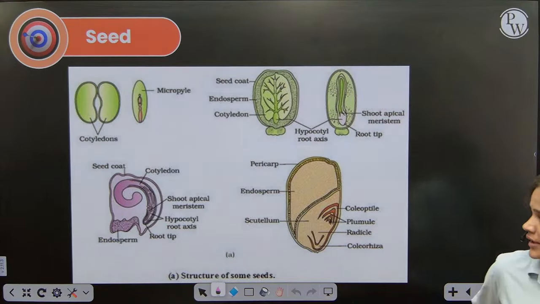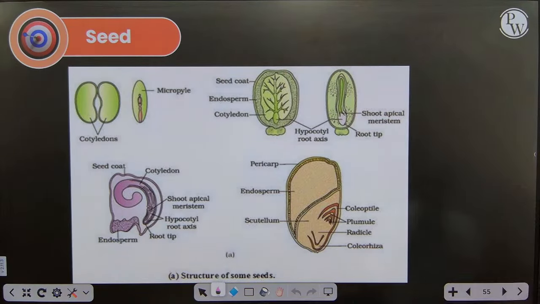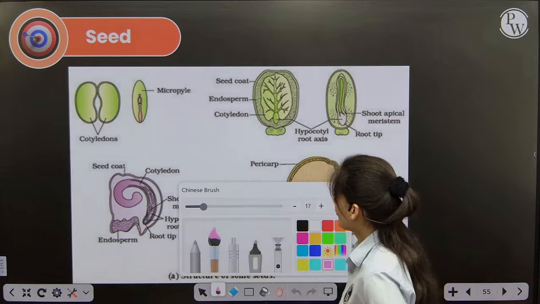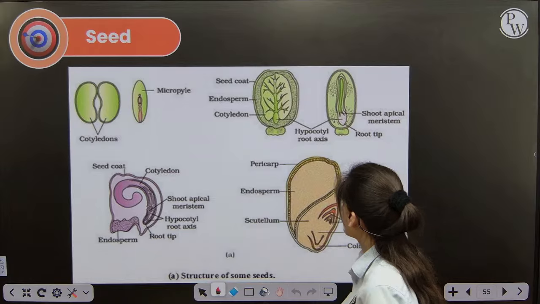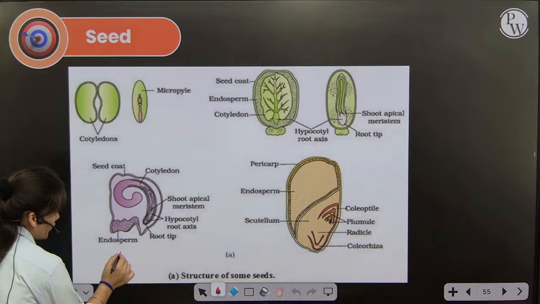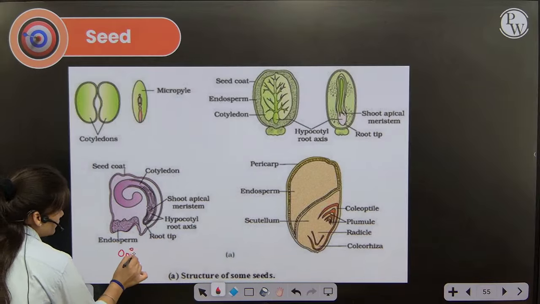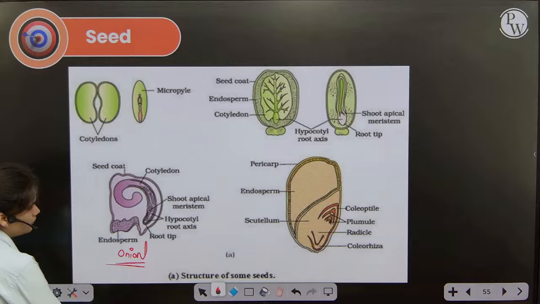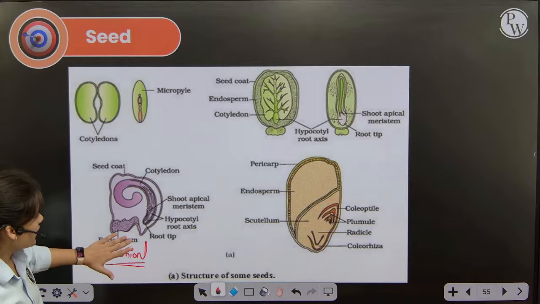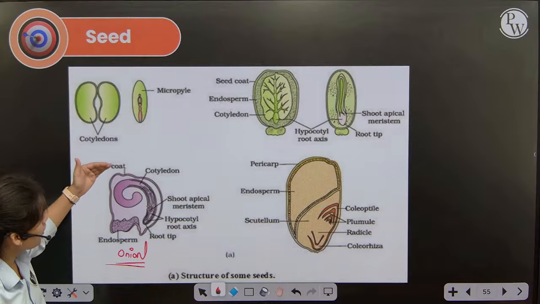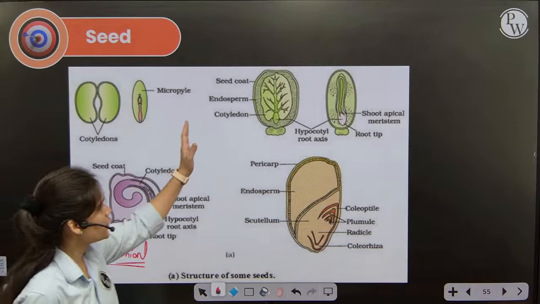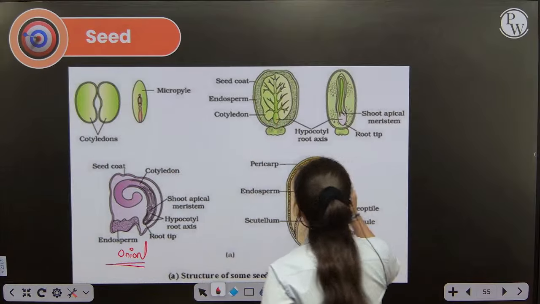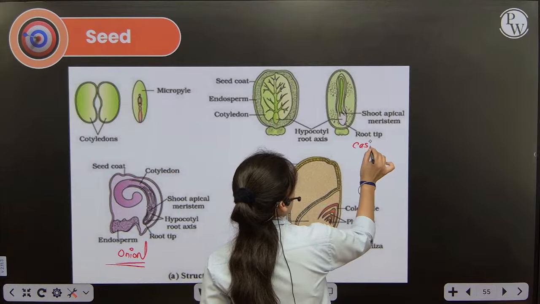Now, here is a picture representing the seed of some plant. Yes, this is about onion. You can see endosperm, seed coat, cotyledon, shoot apical meristem, root tip, hypocotyl-root axis. Then what about this diagram? It shows a castor seed.